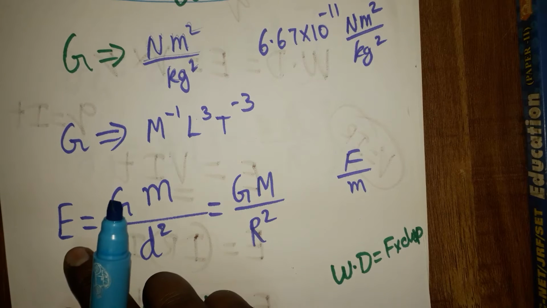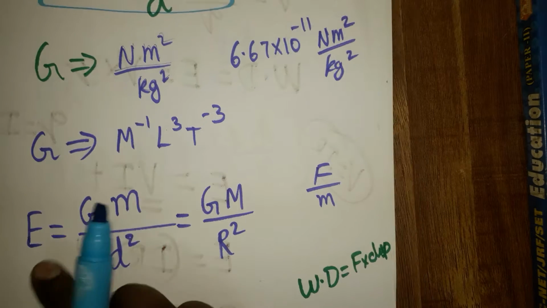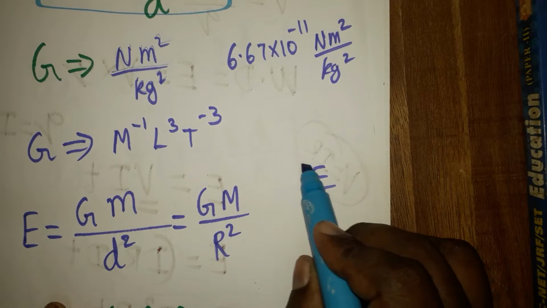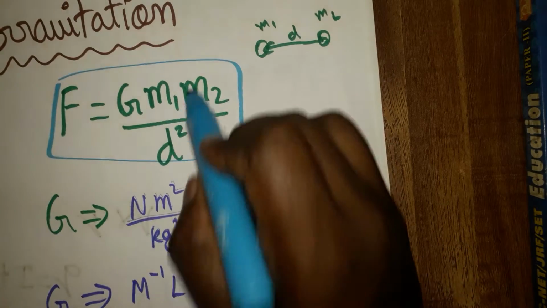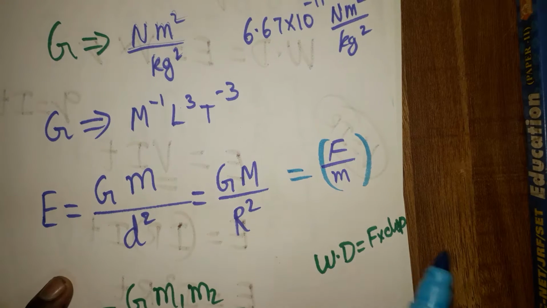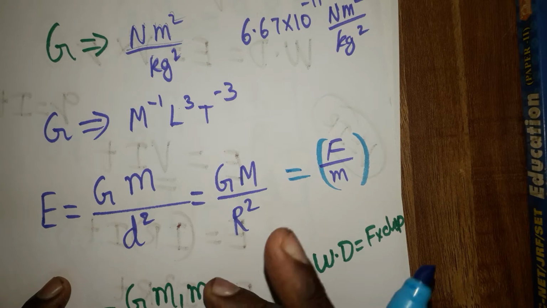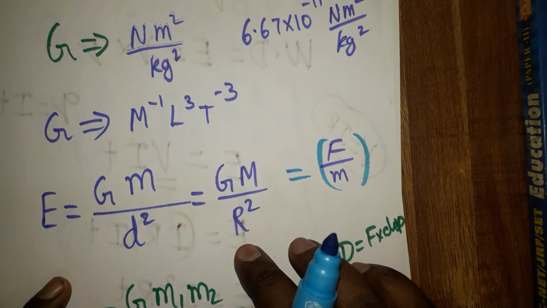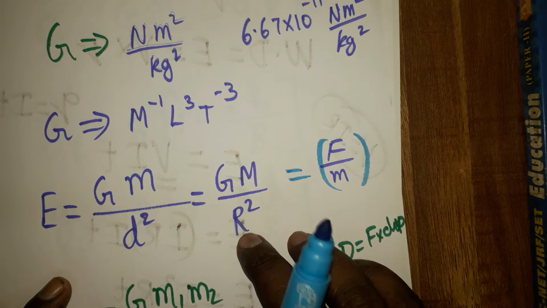Now the gravitational field is force per unit mass. We can take it as the gravitational field. Force divided by mass, one mass gets cancelled and the remaining stays as it is. Here you can take d for a longer distance, and for an object on the surface of the earth, you can take it as r.